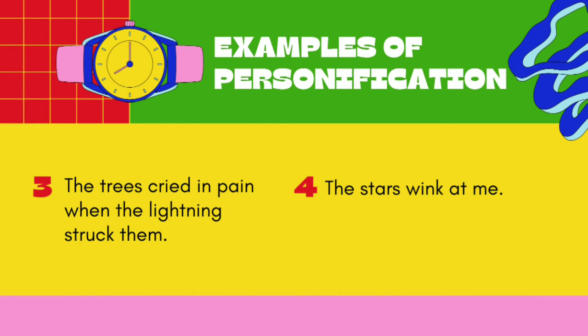Here are more examples of personification. The trees cried in pain when the lightning struck them. The human characteristic given to the trees is cried. The stars wink at me. The human characteristic given to the stars is wink, which means that the stars are twinkling.